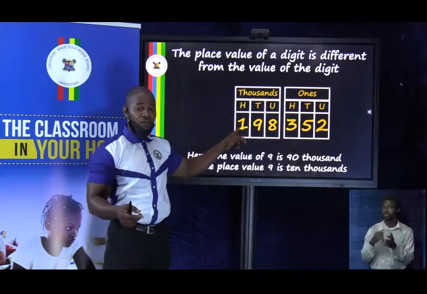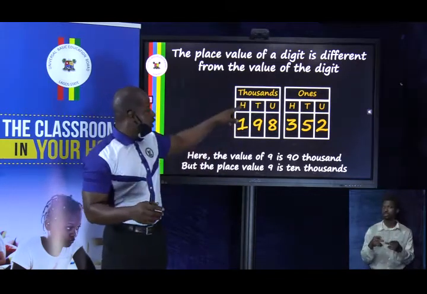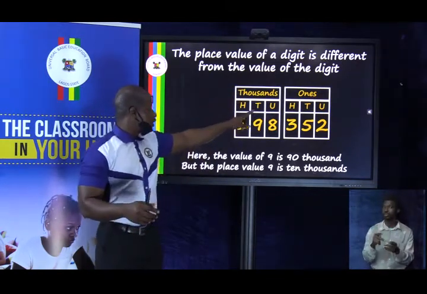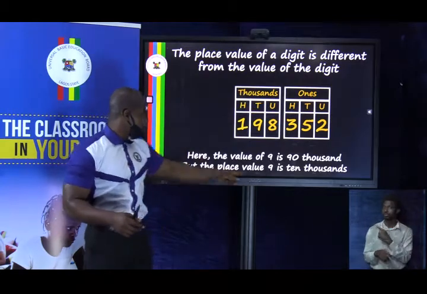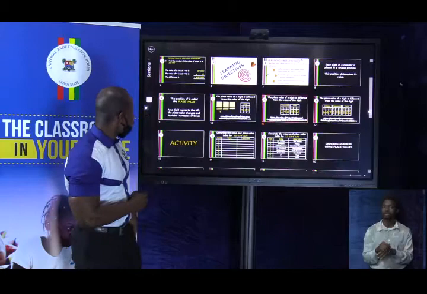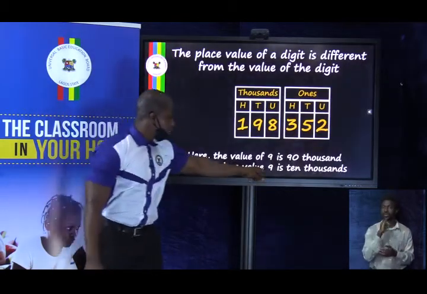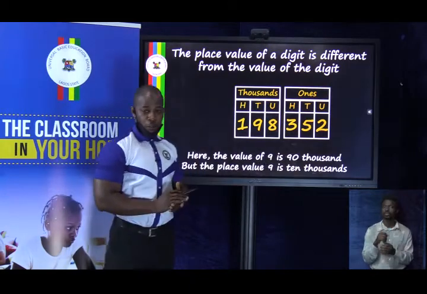If this is 2 that you have here, the value will be 200,000. So again, place value here is 100,000. Place value here is 10,000. That's why the place value of 9 is 10,000. 9 is in the 10,000 position. All right. So 9 is in the 10,000s position.